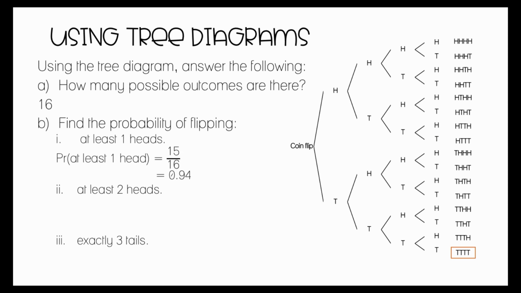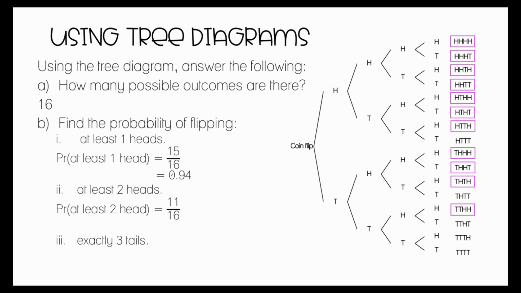If we look again at least 2 heads, I want you to pause that, go and calculate the probability of getting at least 2 heads and then come back. Okay, so if we look at the probability of getting at least 2 heads, we have 11 possible outcomes with 2 or more heads as an option. So we have 11 out of 16, which gives us a decimal of 0.688.